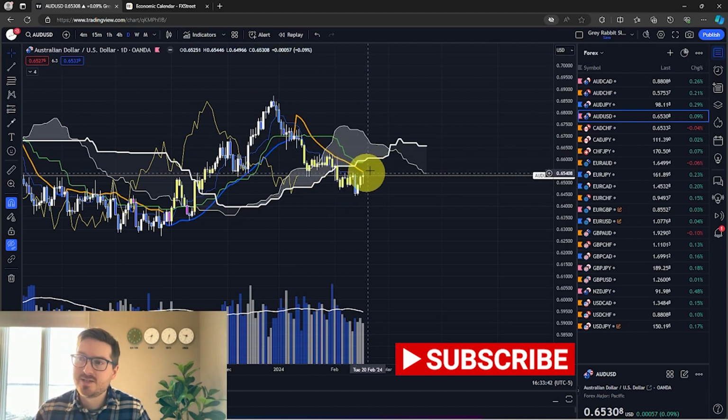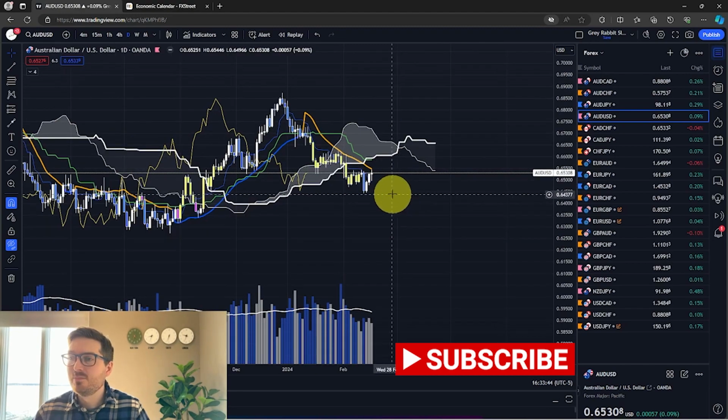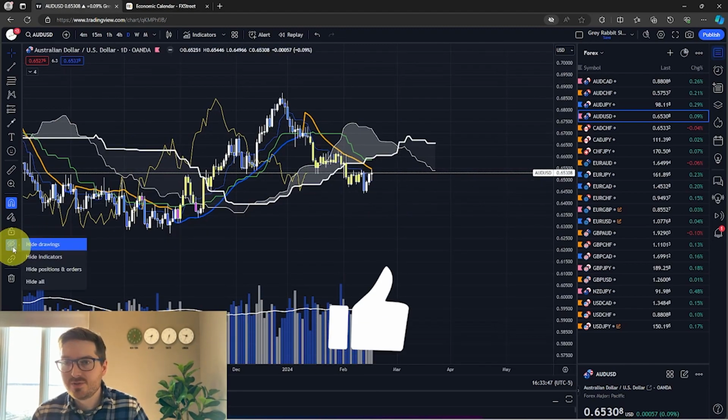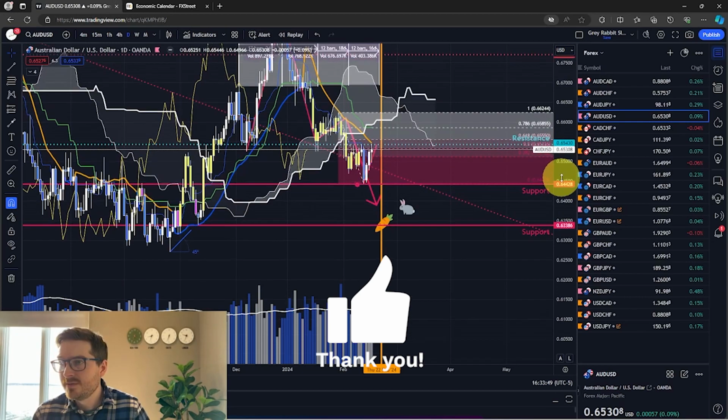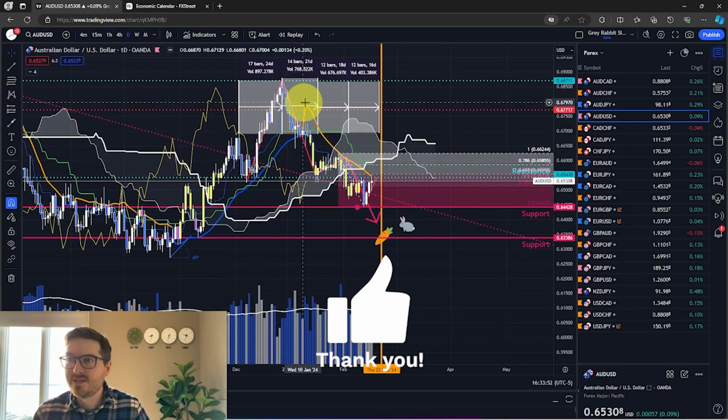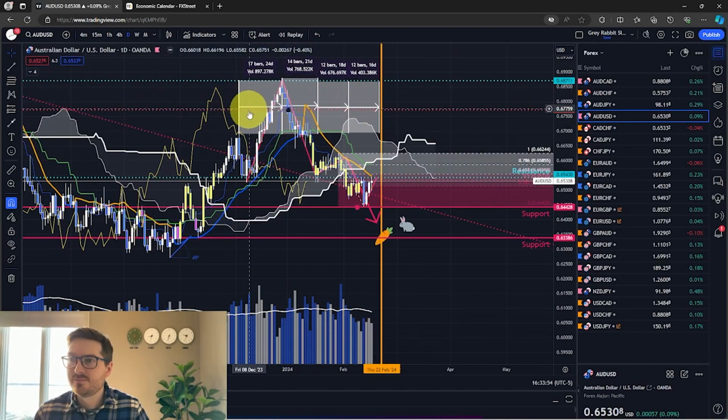So guys, this could be a really good entry. Let me just show you something. Let me turn my drawings on. So here we go. These are the Taito Suchi. These are a way to measure time in the market.